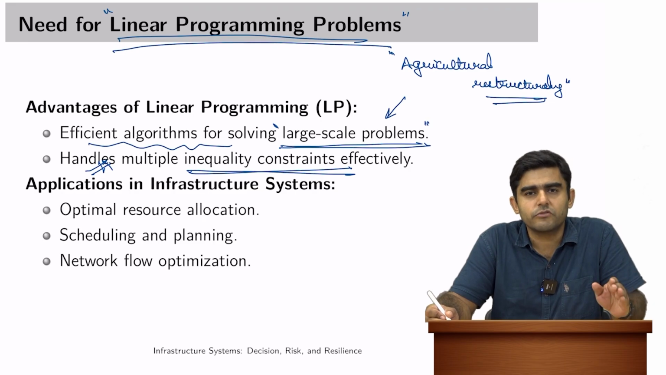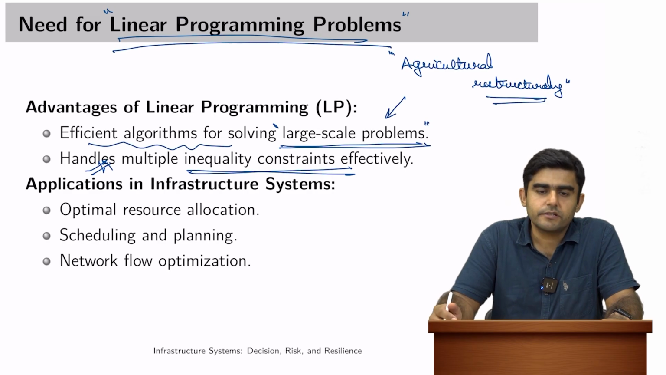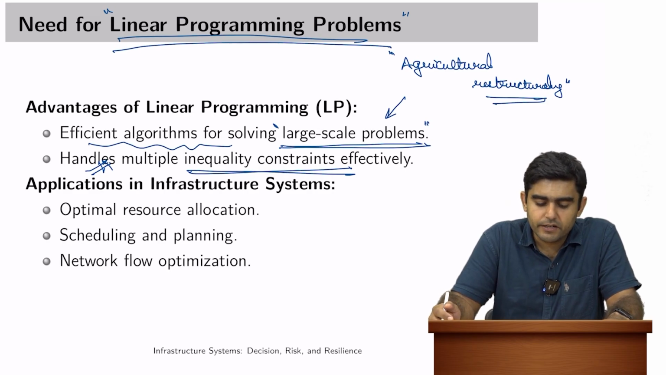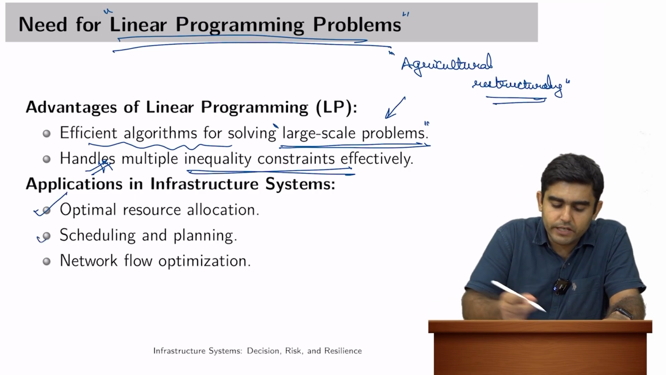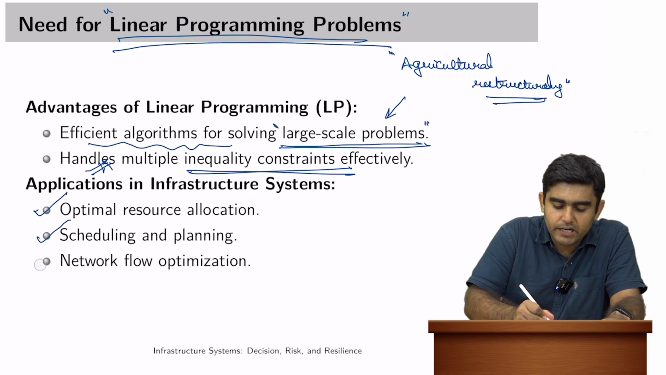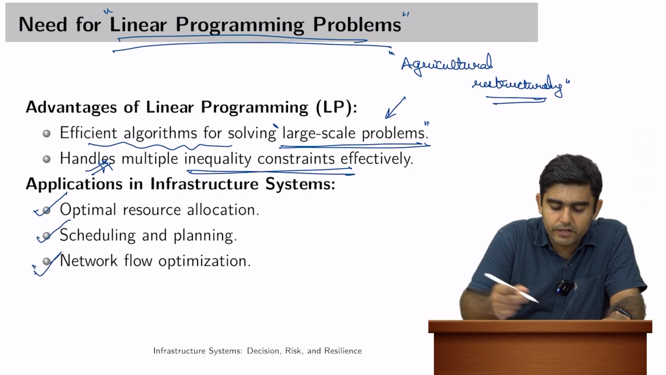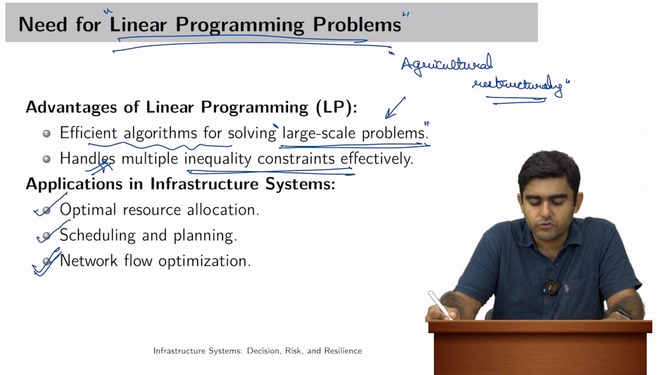We will talk about what this word basic feasible solution means as we continue our discussion in the context of linear programming problems. In the context of infrastructure systems, these methods find great applicability for optimal resource allocation, for scheduling and planning, that is primarily applicable to many transportation systems as well as water release systems, and network flow optimization, again very much useful concept in traffic engineering, water distribution system, wastewater collection system, and so on.